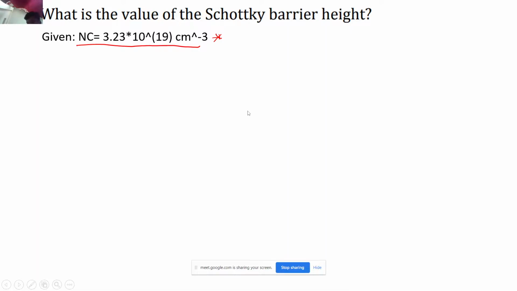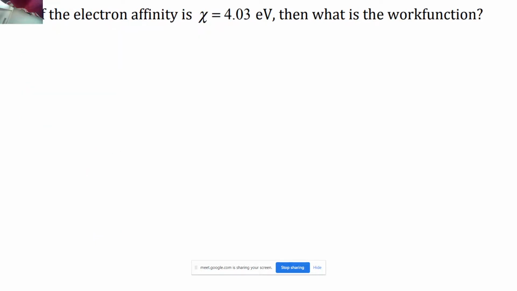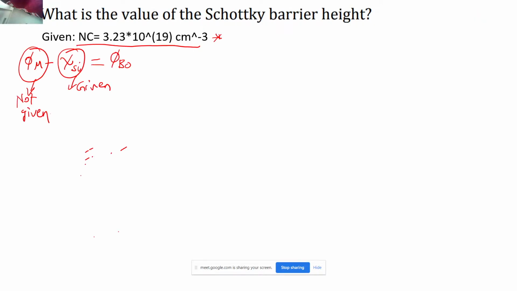Okay. Yeah. So what he is suggesting is phi m minus chi, the chi of silicon, and phi m is the work function of the metal, right? So this is what will give me the Schottky barrier height. Now this chi has been given to me, but unfortunately this phi m has not been given. Your approach was right, but the only problem is that the phi m value is not given. Actually, the work function has been asked in the third question, so we have to calculate it.